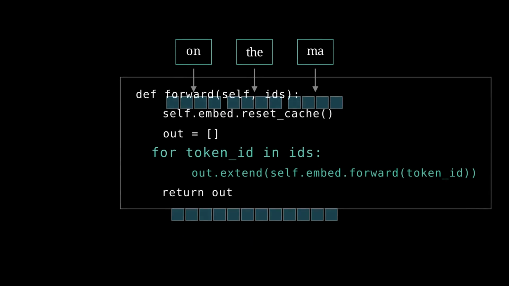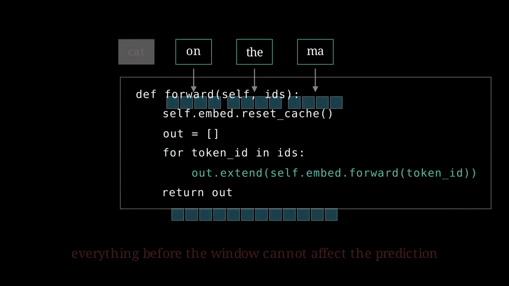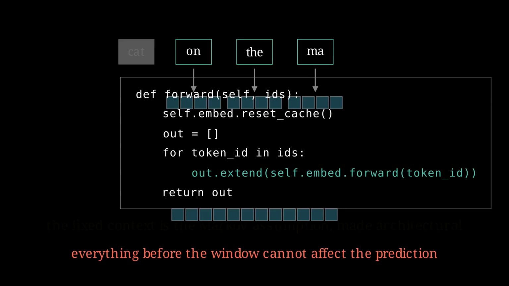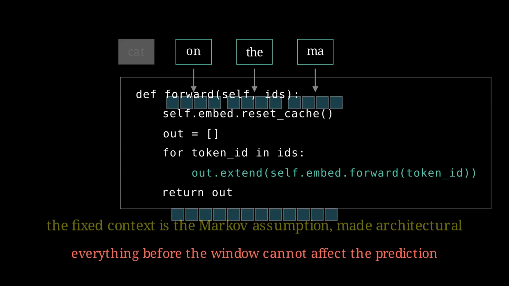And notice what that quietly decides. The window is a fixed size. It holds the last few tokens and no more. Anything that happened before the window simply has no wire into the network. It cannot touch the prediction at all.